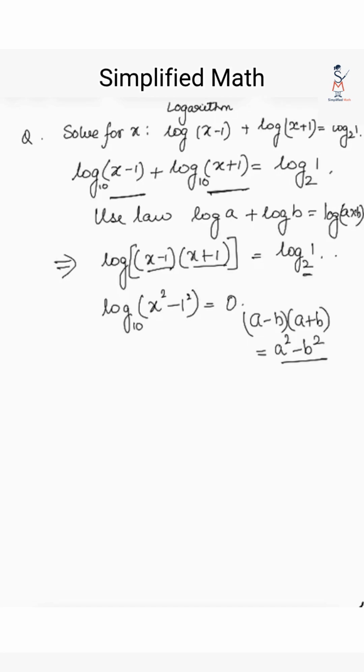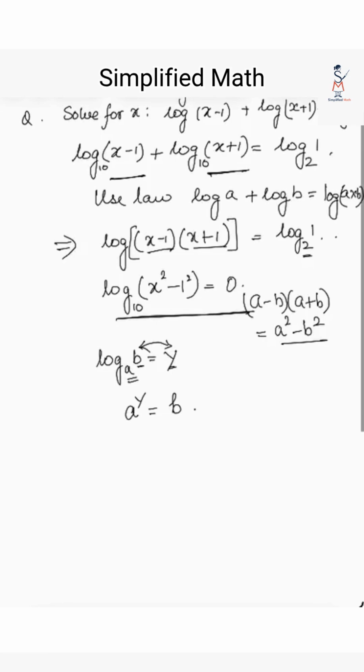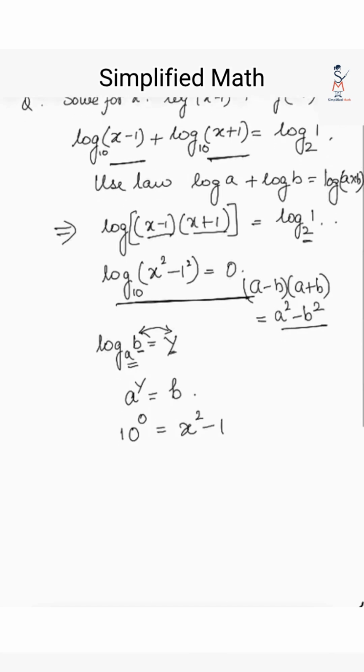Now we will convert the log into exponential form. How do we convert the log into exponential form? If it is log b to the base a is equal to y, the base remains the same. The b gets interchanged with this y, that is, log will get interchanged with its value. So it will become a raised to the power y is equal to b. So now this will become 10 raised to the power 0 is equal to x² − 1, because 1² is 1.